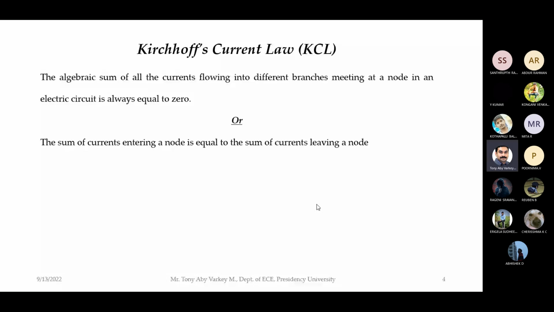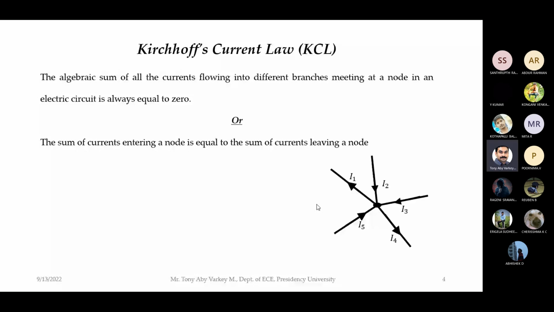The sum of currents entering a point or a node is equal to the sum of the currents leaving a node. Or you can write: the algebraic sum of the currents flowing into different branches meeting at a node in a circuit is always 0. Or indirectly, what you told is correct. That is, the sum of the currents entering a node or a point is equal to the sum of the currents leaving the node.